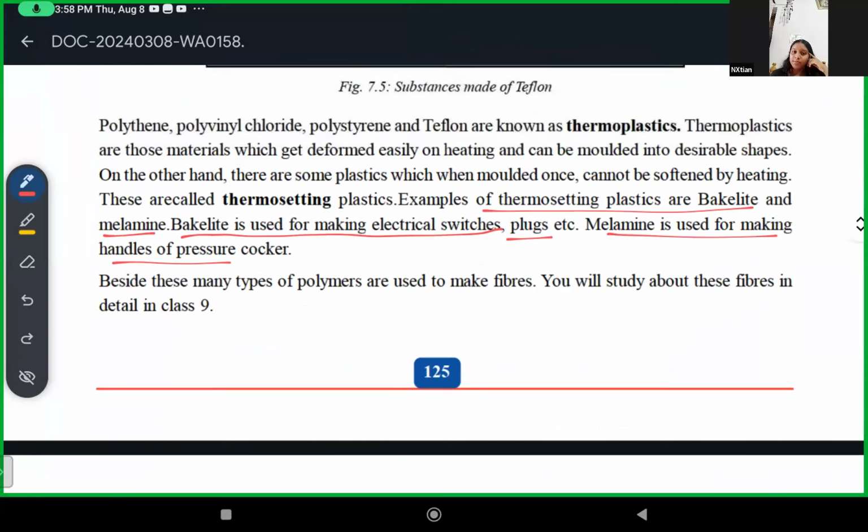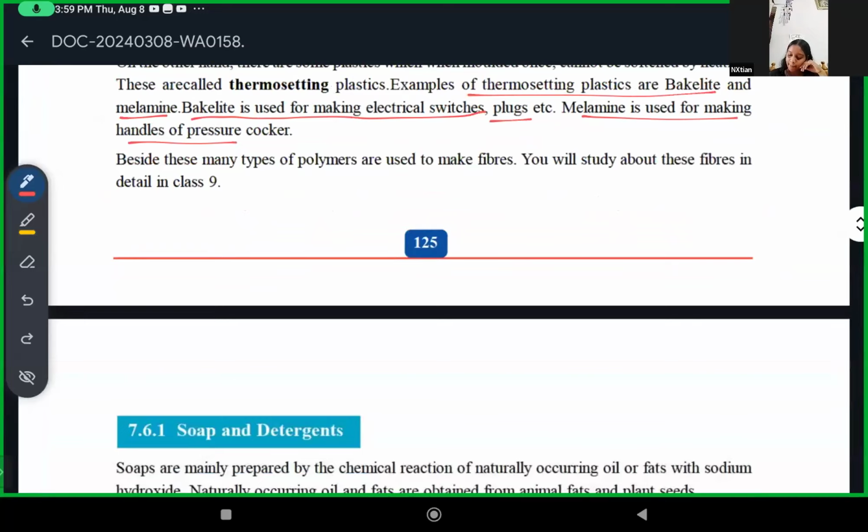I think they use that because in electrical switches, the heat from the electricity can melt it, or in the cooker also, the heat from the fire can melt it. Yes, that's right. That is because these are used in it.